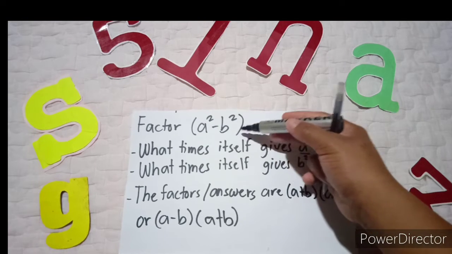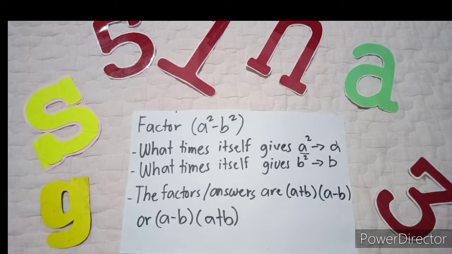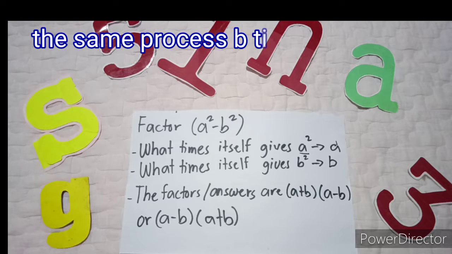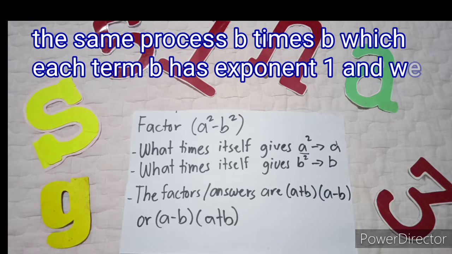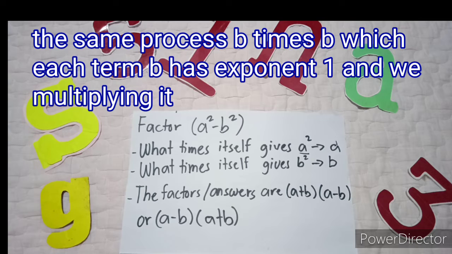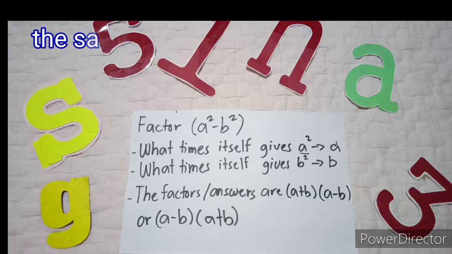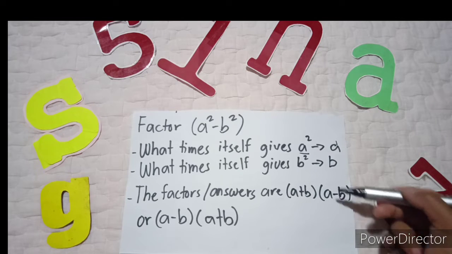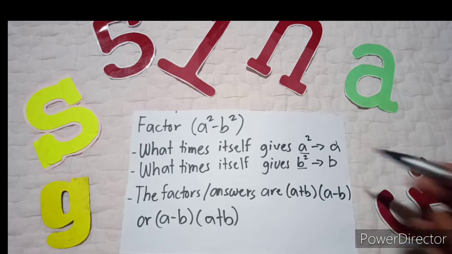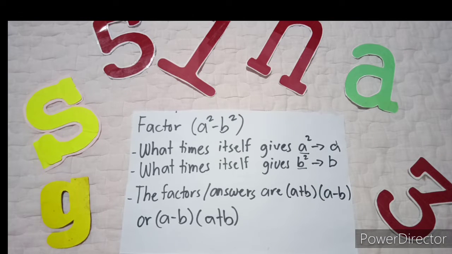The second term. What times itself gives b squared? The same process, b times b, which each term b has exponent 1, and we multiply it. b times b, add exponent 1 plus 1, so b times b is b squared. Then, the factors or the answers are a plus b times a minus b.